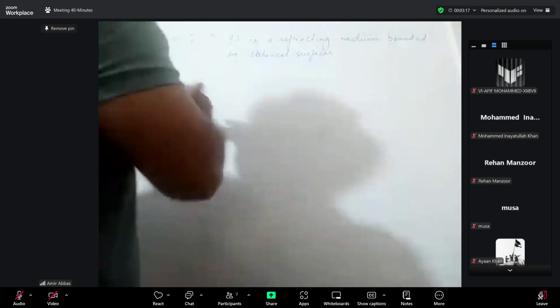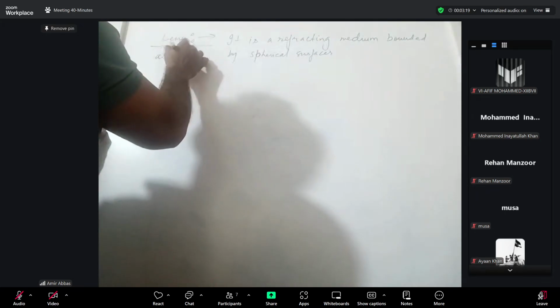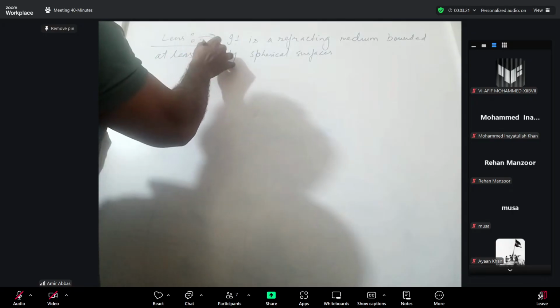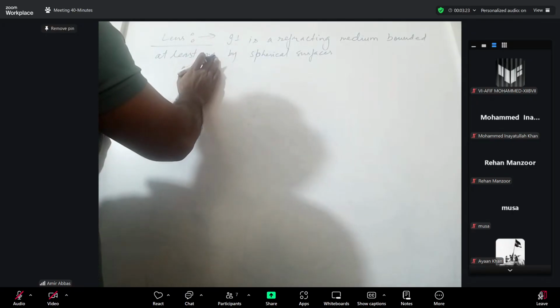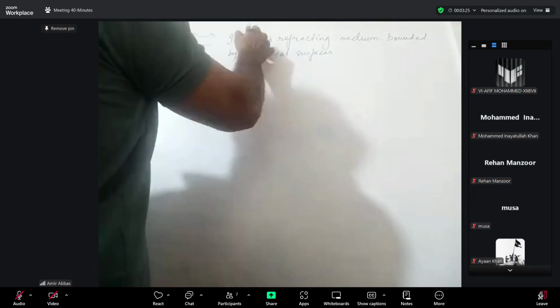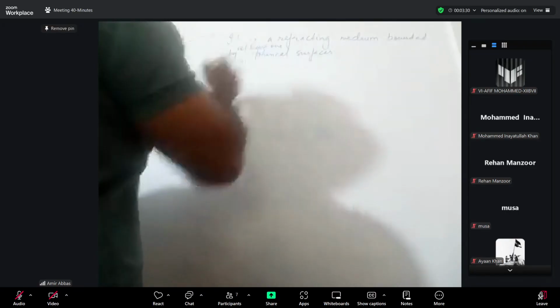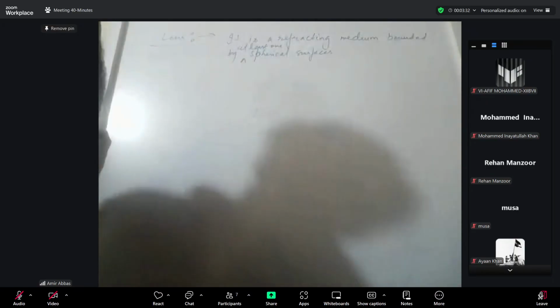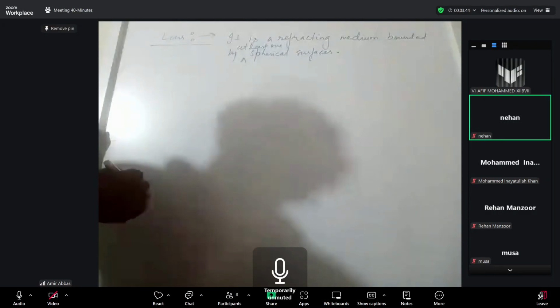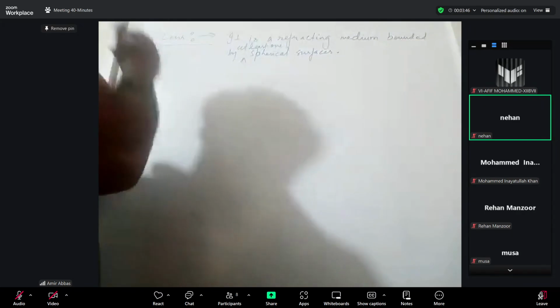Bounded by at least one spherical surface. Okay. So it is a refracting medium which is bounded by at least one spherical surface. Have you got this? All of you can see this? Yes, sir. Okay. There are different types of lenses.